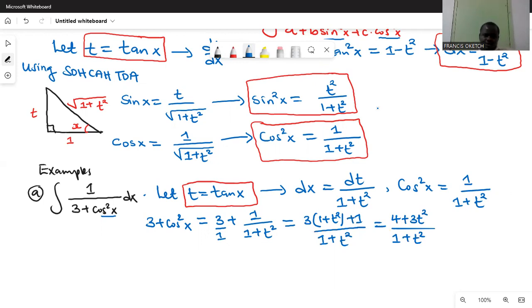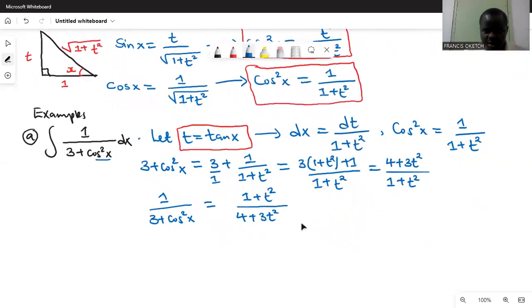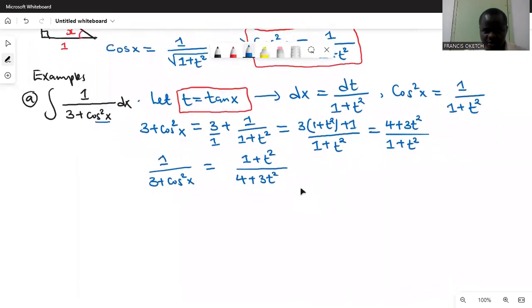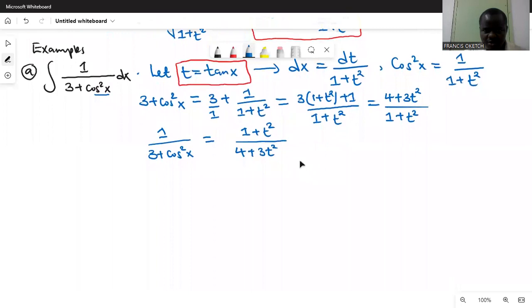Now, the reciprocal, what is 1 over 3 plus cos squared x? That will give us just the reciprocal of what we have there. That will give us 1 plus t squared, everything over 4 plus 3t squared. The reciprocal. So now that's what we need to integrate with respect to x. And even the dx, we have to convert it to dt. So when you substitute this into our integral, what are we going to get?